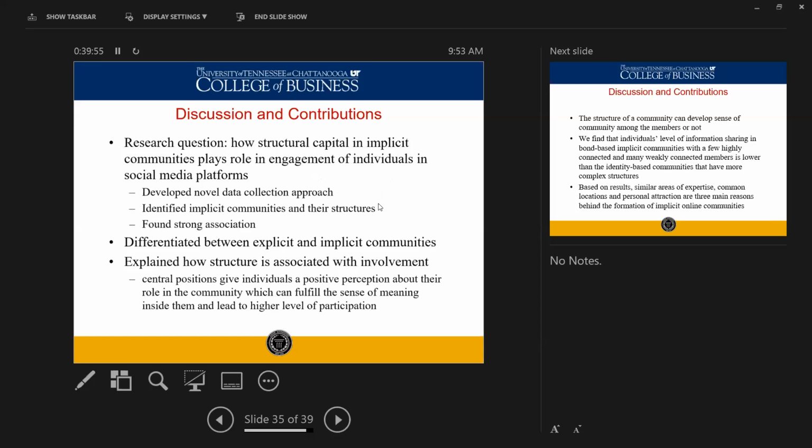So the contribution of this research is how structural capital in implicit communities plays a role in the engagement of individuals in social media. We developed a novel data collection approach. We identified implicit communities and their structures. We found a strong association with their sharing behavior. We differentiated between the implicit and explicit communities, which was not done as much before. And we explained how this structure is associated with the involvement of the people in the community.